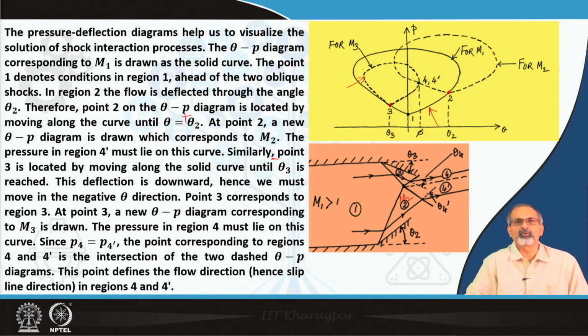The pressure in region 4 must lie on this curve, and again there should be a point lying on these two curves for M2 and M3 where the pressures coincide. We have found a common point over here where P4 is equal to P4 dash. The point corresponding to regions 4 and 4 dash is the intersection of the two dashed theta-p diagrams. This point defines the flow direction, hence the slip line direction, in regions 4 and 4 dash. So, that is how pressure deflection diagrams could be extremely useful in studying these kinds of shock-shock interaction phenomena.